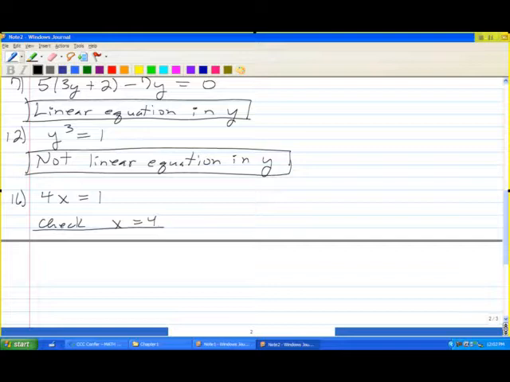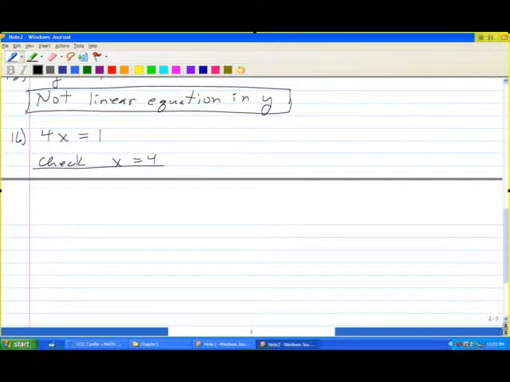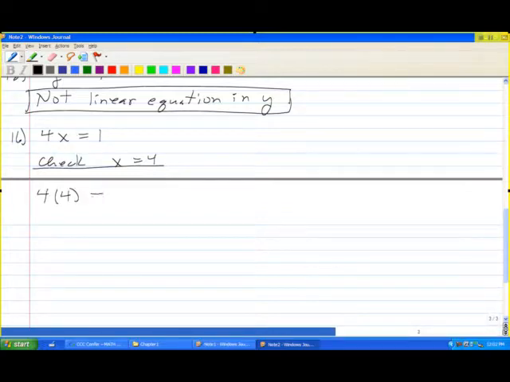In exercises 13 through 22, identify whether or not the given number is a solution to the equation. So a value for your variable will be a solution to a given equation if you replace every instance of that variable by that particular value. And once you've done that, if the resulting expression is a true statement, then it is a solution. Otherwise, if it's a false statement, then it is not a solution. So let's check. Is 4 times x, when x is 4, equal to 1? Well, 4 times 4 is 16, and 16 is not 1. Therefore, no, x equaling 4 is not a solution to this particular equation.